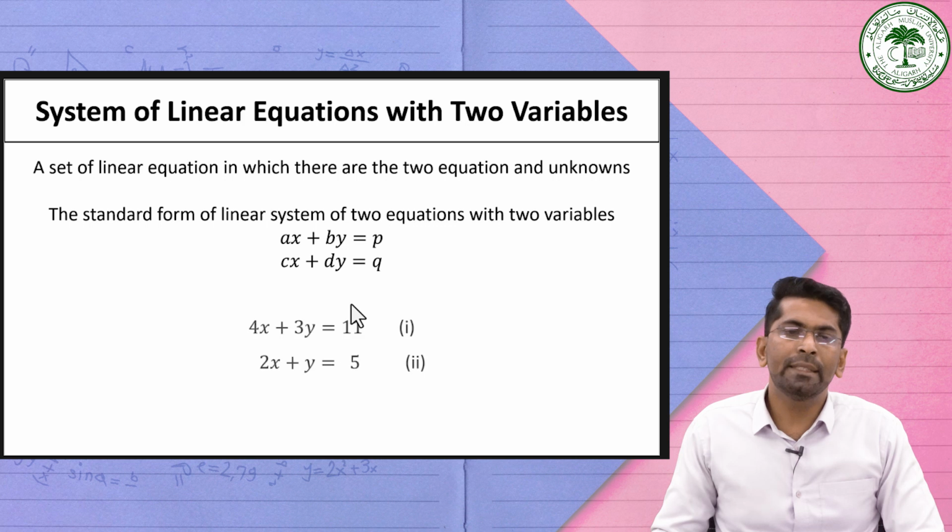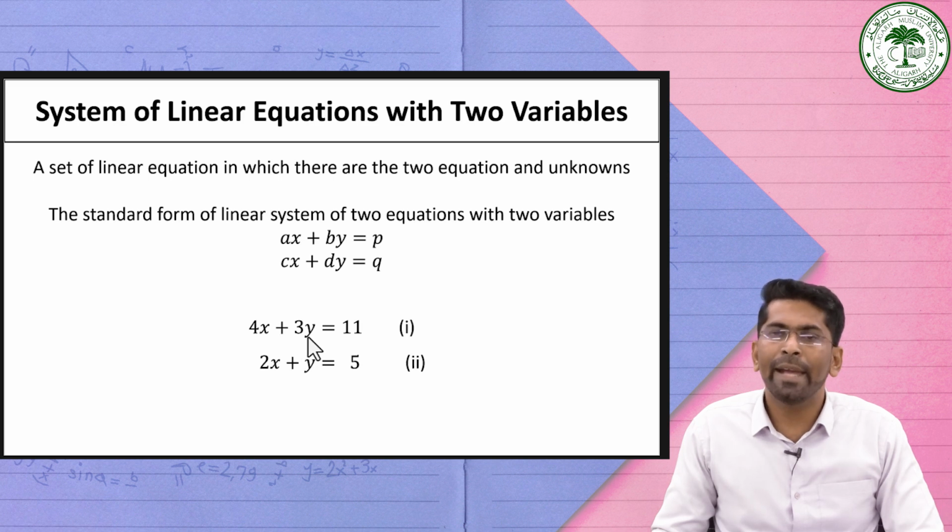Let us consider one example. See, 4x plus 3y is equal to 11, 2x plus y is equal to 5. So in this given example, we can say that we have two equations with two unknown variables. The unknown variables here are x and y.